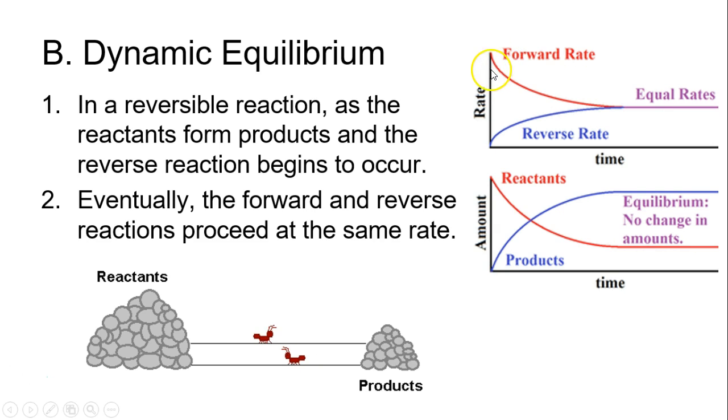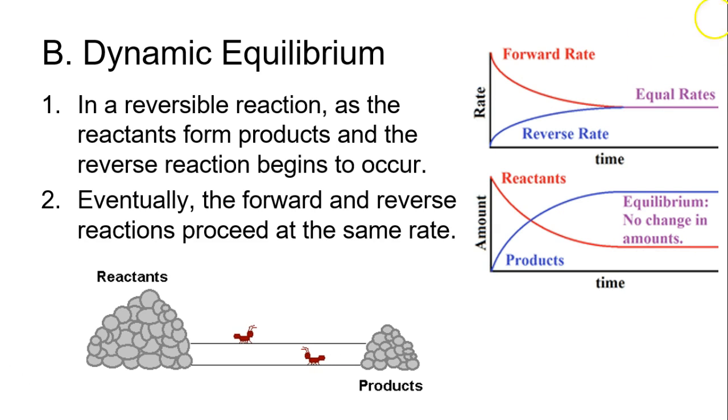Okay, so here's a diagram that helps to show that. Here's the rate over time. Here's the forward rate up here. Here's the reverse rate. And eventually they are equal. Remember, the rate is how fast those reactions are happening. So the forward reaction rate eventually equals the reverse reaction rate. It's not that they equal in the amounts, it's just that they're equal in how fast they're moving.